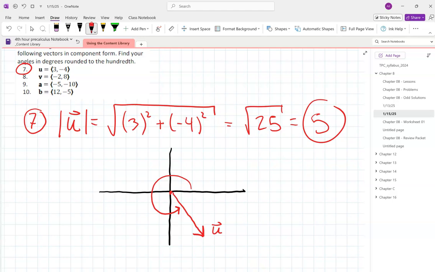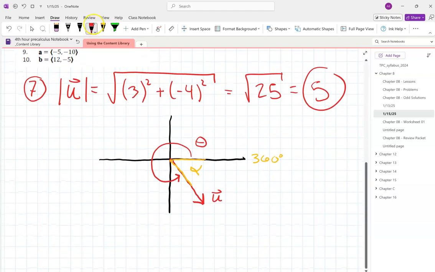So my direction then is going to be this standard position angle. The direction of my vector u is going to be that standard position angle. To find that angle, I'm going to need to find this angle alpha. And I noticed that that is right next to 360 degrees. Is that angle theta more than 360 or less than 360? Less, because it's not a complete circle, right?